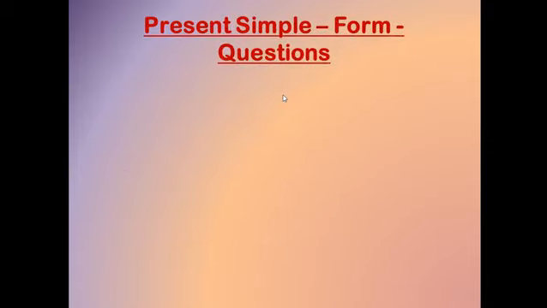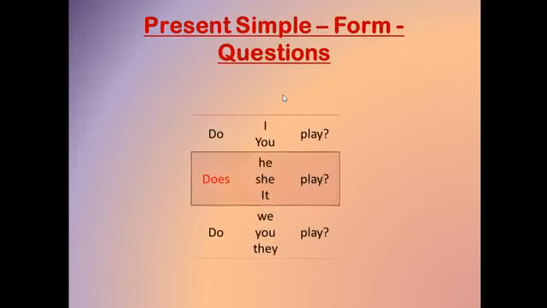And if I want to form a question using the present simple, with I, you, we, you plural, and they, I add do in the beginning, and then the subject, and then my verb, and of course I do not forget the question mark. Do you play? Do they play? But with he, she, and it, I add does in the beginning, and then the subject, and then my verb, and of course the question mark. Does he play? Does she play?